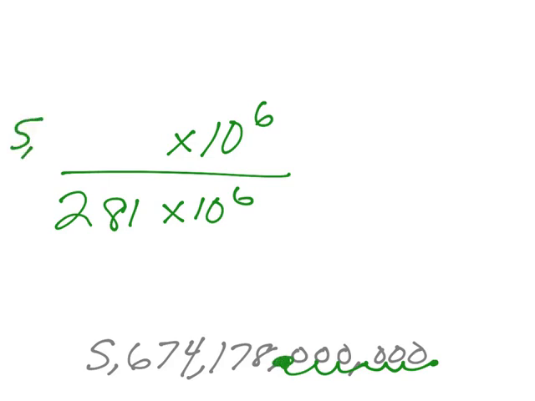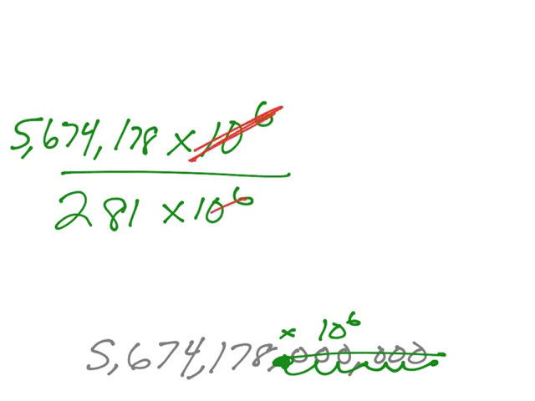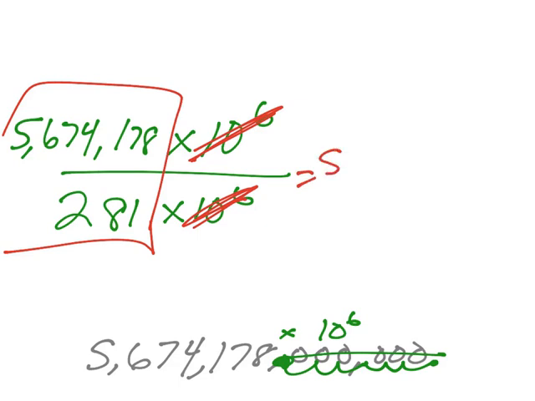So I would have 5,674,178 times 10 to the 6th, because this would give me times 10 to the 6th. So if you do that, right, anything over itself is just 1. They cancel out. And we're back to that beginning piece in like part 1, which also ends up simplifying to $20,192.80. So you have a couple of different approaches of how you can do these when you're dealing with these super large numbers.